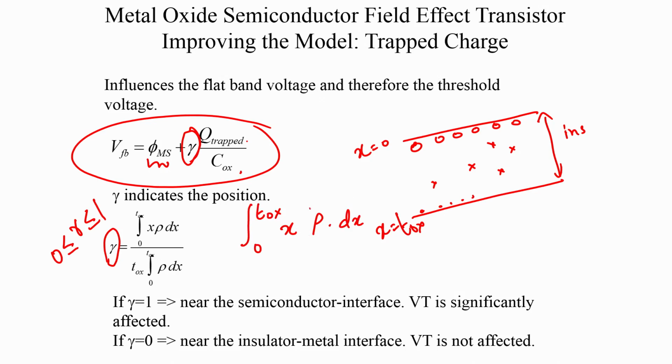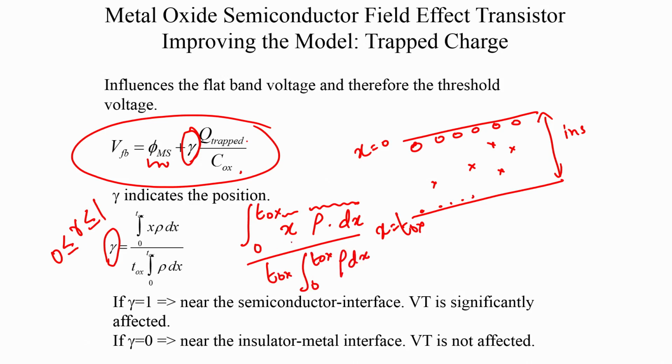If you think of rho dx as some kind of a distribution, a density function, then x times that is the expected location of this charge. People who are familiar with probability theory can think of it as a definition of the expectation, divided by Tox into the integral from 0 to Tox of rho dx.